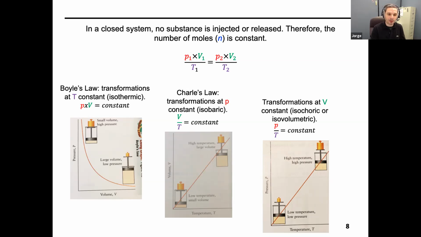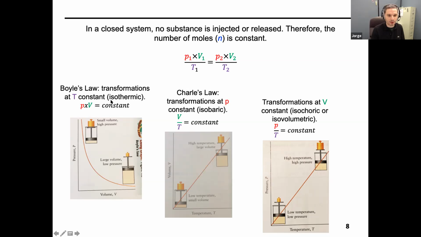So right now, I want to show you three special transformations. Again, for each transformation, you can always use PV over T equals PV over T. The first special gas transformation that I will show you is called Boyle's law. And in this case, the gas transformation occurs at constant temperature. This kind of transformation is also called isothermic.